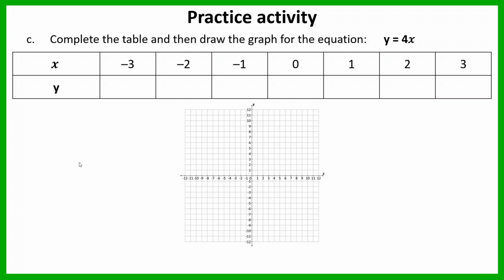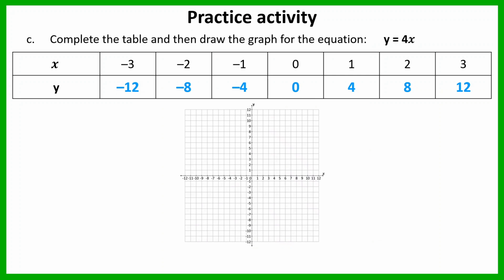Okay, so let's go through that quickly. So for this one, with the equation y equals 4x, if x is negative 3, you should have found that y is equal to negative 12. If x is negative 2, y is negative 8. If x is negative 1, y is negative 4. If x is 0, y is also 0. If x is 1, y is 4. If x is 2, y is 8. And if x is 3, y is 12.